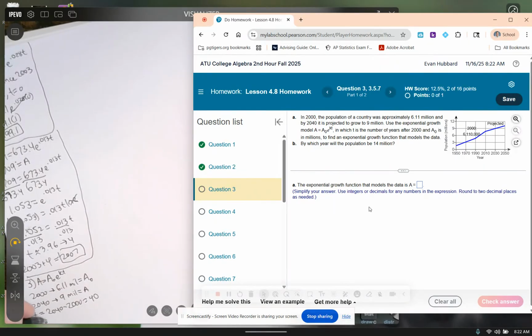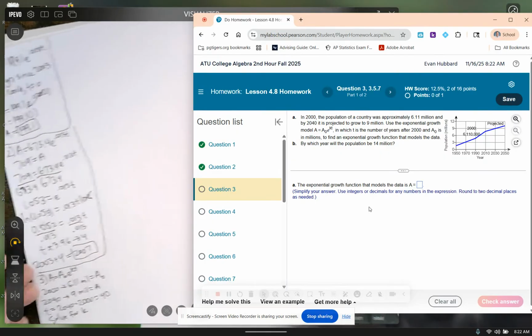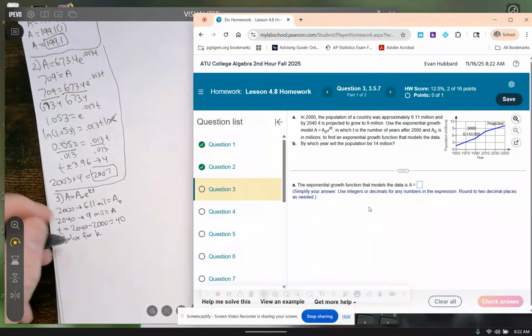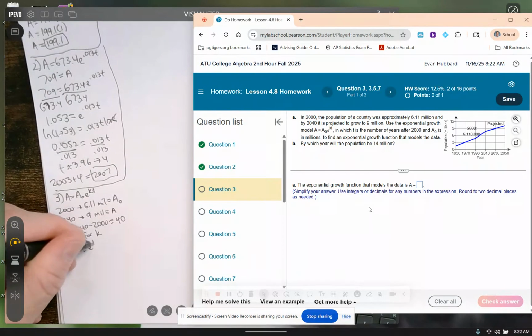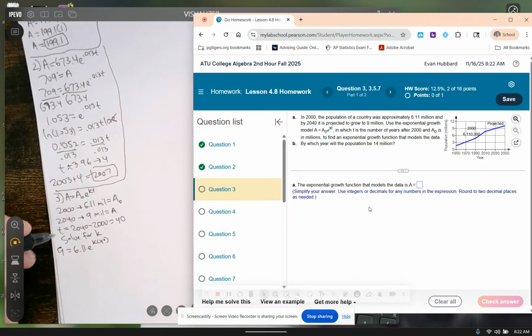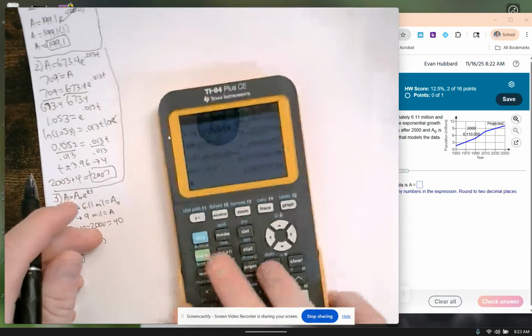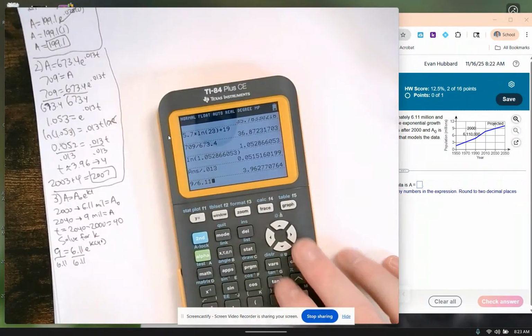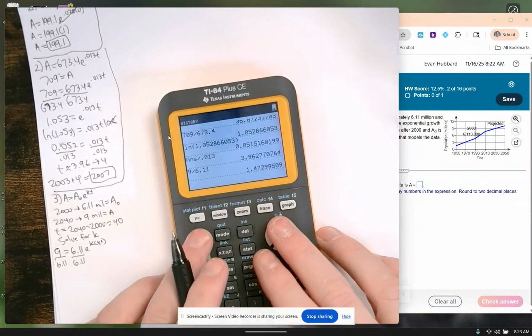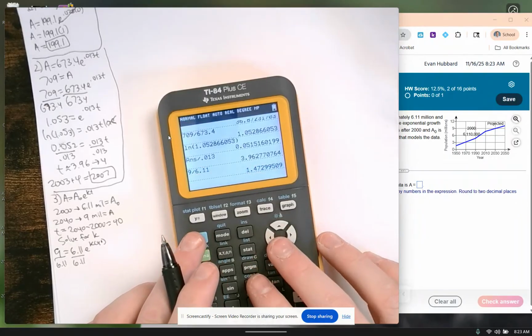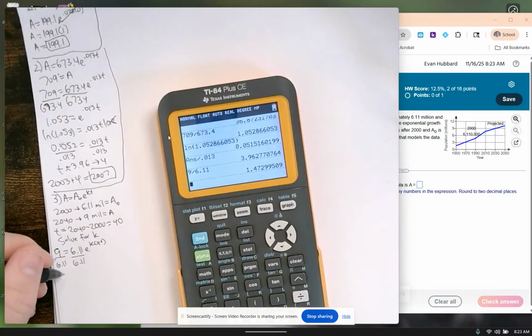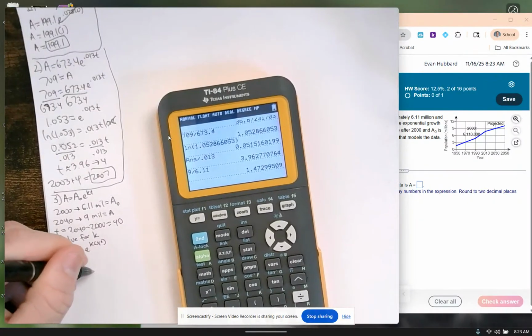And I'm going to solve for k. So 9 equals 6.11 e to the k times 40. So we'll divide by 6.11. So 9 divided by 6.11. So the other day I did this and the brightness was not working with the camera, but now it's working a little bit better today. So we're going to keep e to the 40k.